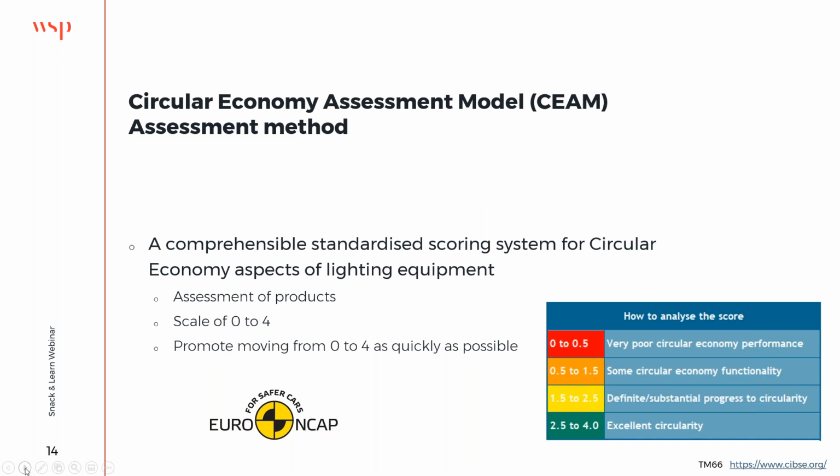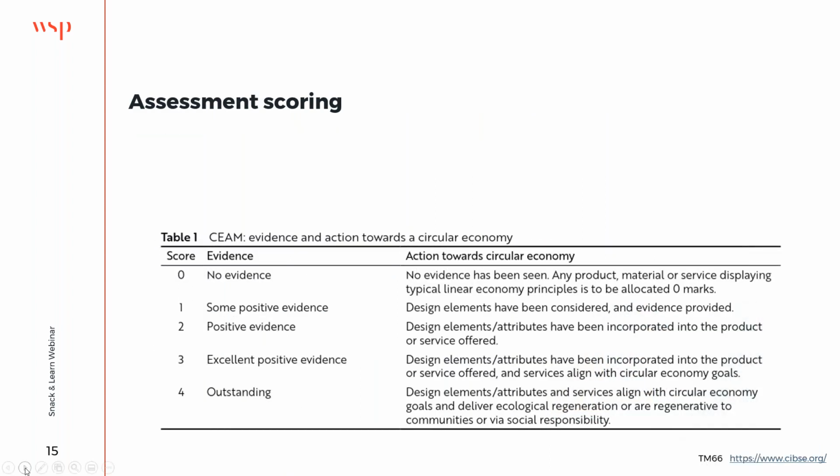And what we'd like to see in future is, in Europe, if we go and buy a car, we look at a Euro NCAP safety rating for the car, and we look for a high number if we're a purchaser. We'd like to see the same sort of effect occur for a luminaire or another product, where we look for a good score or a good label indicating a good level of circular economy compliance. As I say, the scale is 0 to 4. 0 is no evidence, and that moves all the way through to 4, where it is an outstanding performance. We've got design elements, attributes, and services aligning to circular economy goals, and it delivers ecological regeneration and social responsibility from the manufacturer.